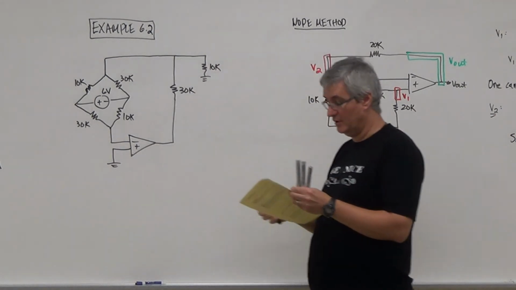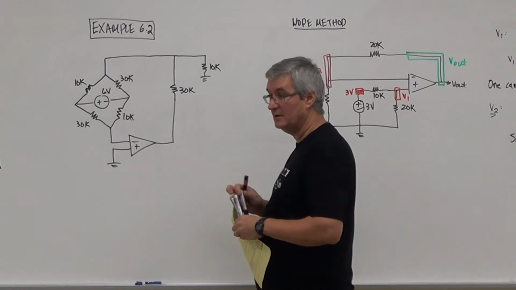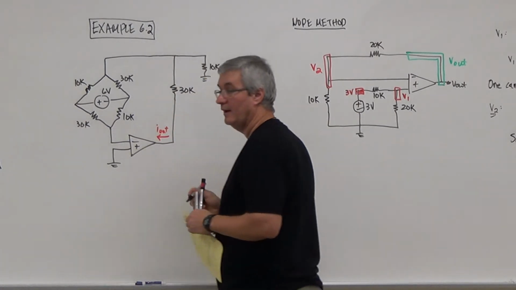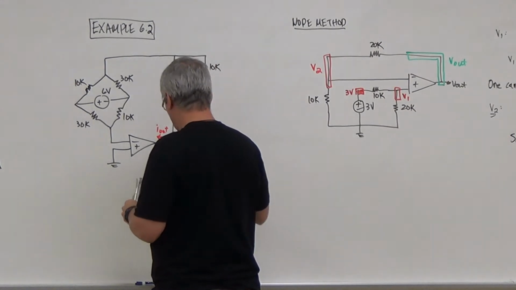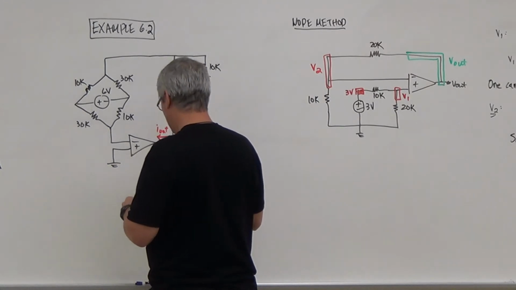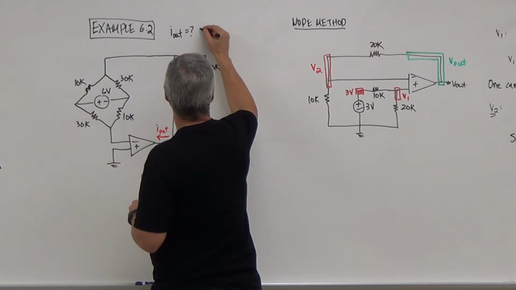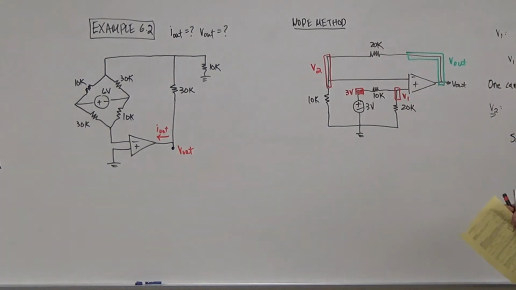Okay, so our goal here is to calculate two things. We want to calculate the current of the op-amp, all currents going into the node, and then this right here represents V out. In other words, we want to know what the current is equal to, and what this voltage is equal to. Let me give you a minute to look at this.